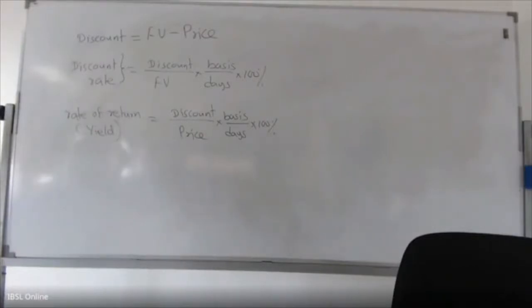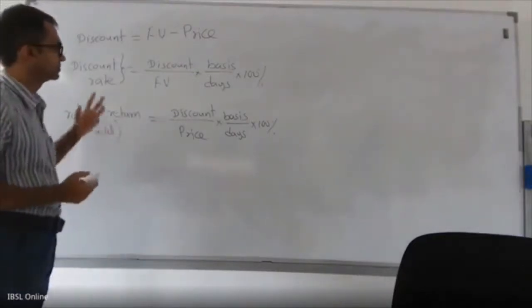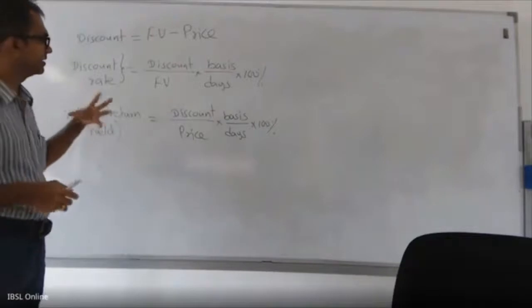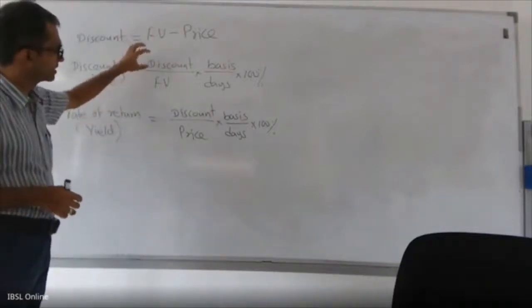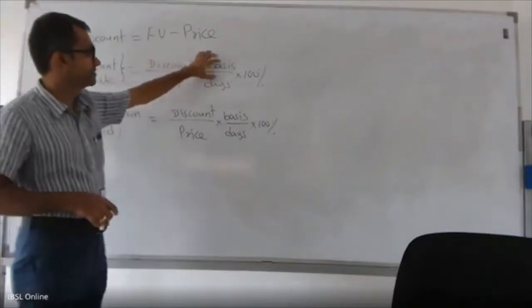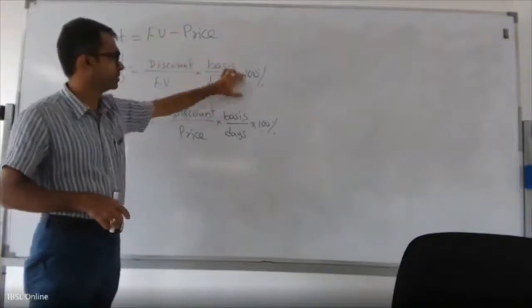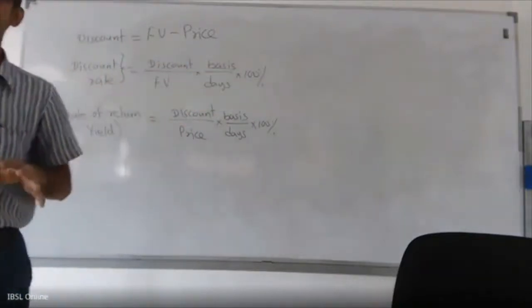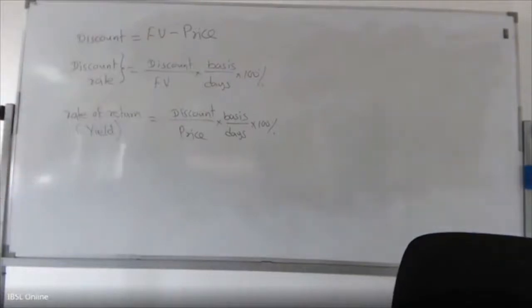I think now you have some understanding of the concepts behind these. Why discount divided by face value? Why basis divided by days? And why do we multiply it by this part? Things like that. Without just remembering the equation, it is better to have that understanding. Then you can easily put in these figures, and even remembering the equation becomes easy.